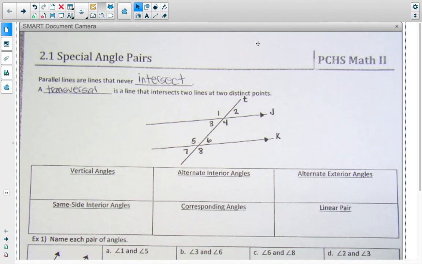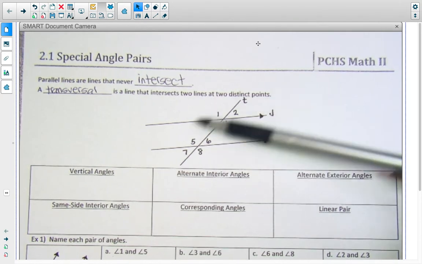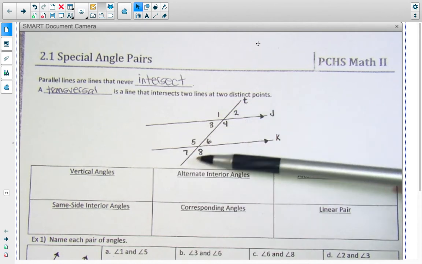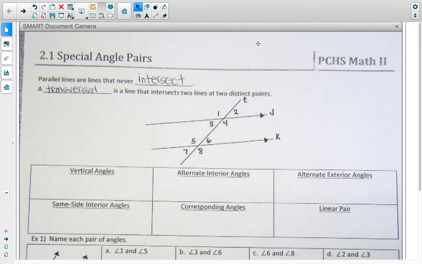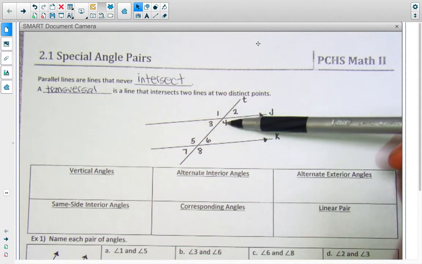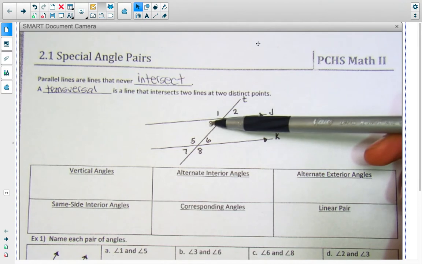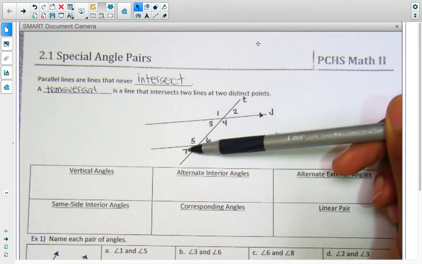So there are 8 angles that are made. Angle 1, 2, 3, 4, 5, 6, 7, 8. We're going to go through and talk about the special relationships that are made from these angles. First, let's talk about vertical angles. Vertical angles are across from each other, and I like to think of them as making an X. So 1 and 4 are vertical angles, 2 and 3 are vertical angles, 5 and 8 are vertical angles, and 6 and 7 are vertical angles.